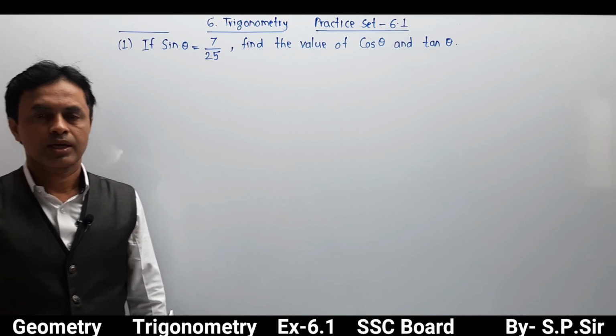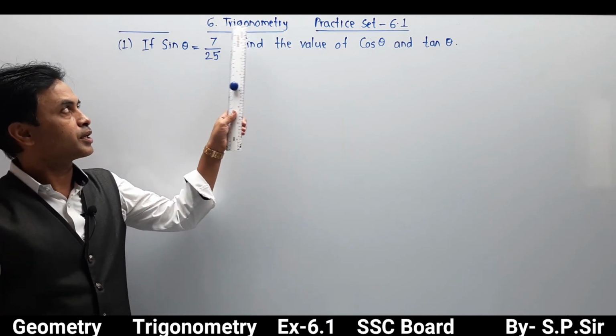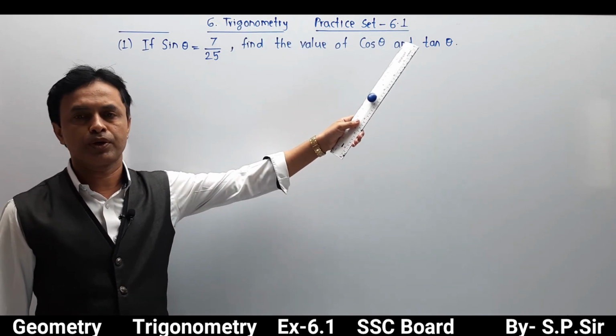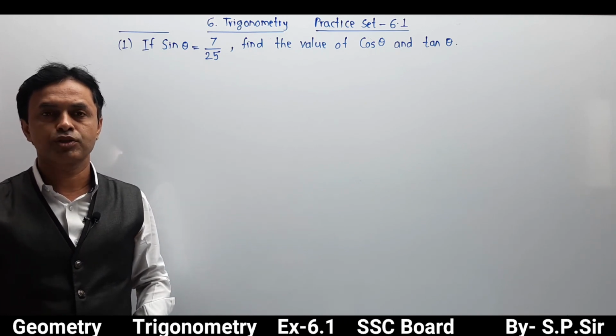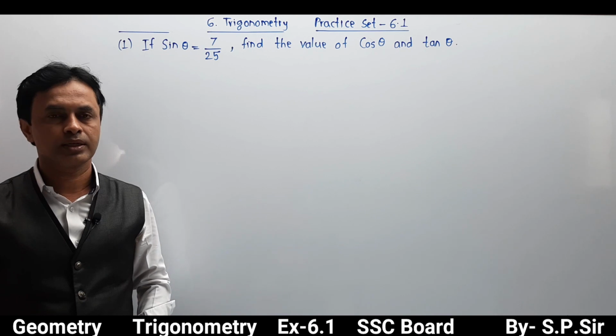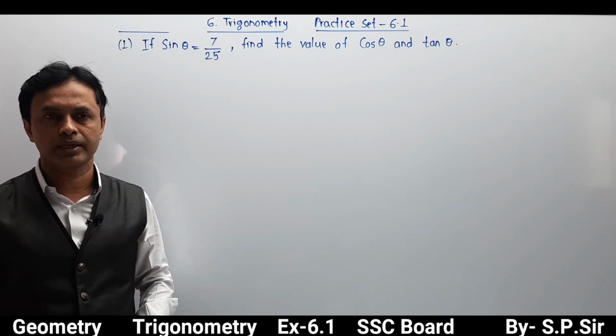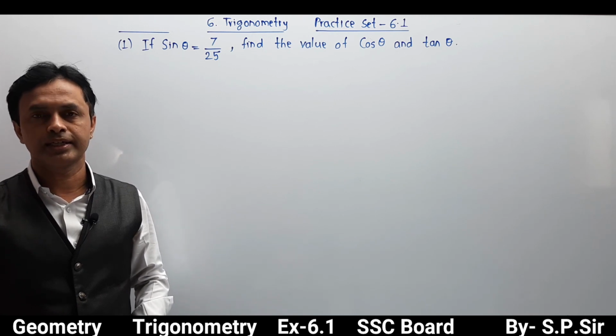Hello students, now we are going to start trigonometry problem set 6.1. In this case, there are some numericals given, and these numericals can be solved by two methods. One is called the right angle triangle method, which is the base of trigonometric ratios, and the second is the identities method.